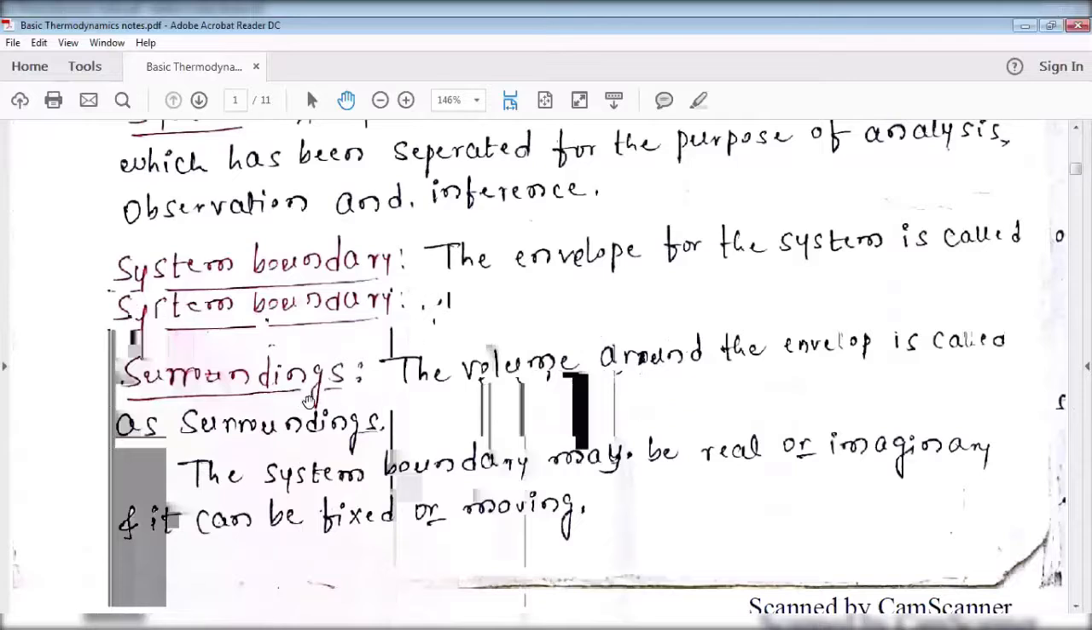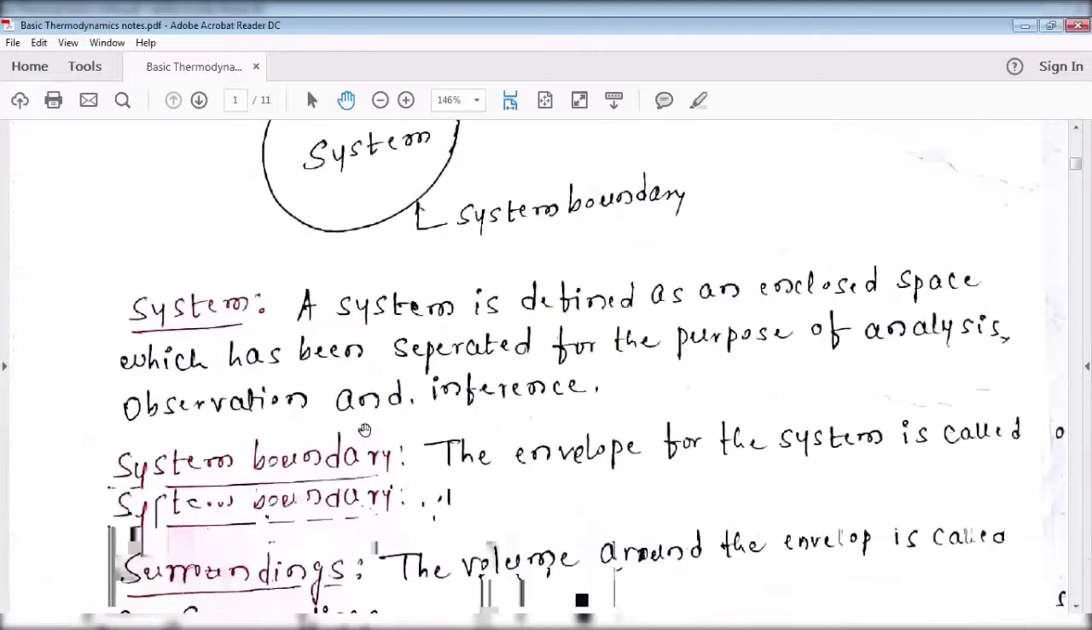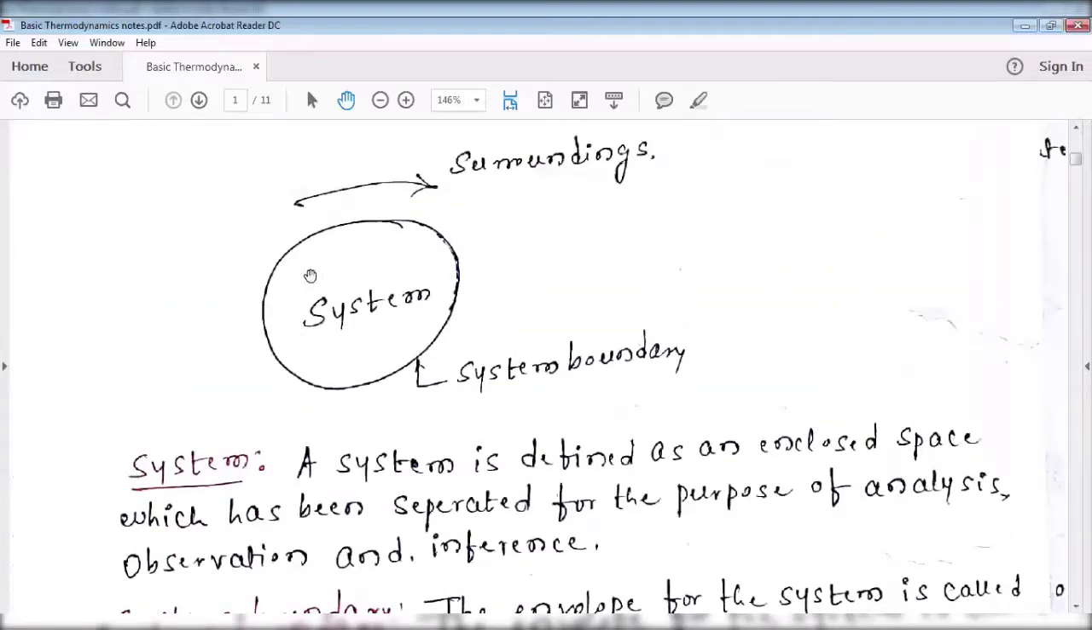Next is surroundings. This is very important. Go through the definition. The volume around the envelope is called surroundings. Go through the figure. This is the system. The system is covered by an envelope, that is called the system boundary. Whatever space is outside the system boundary, all that space is called surroundings, whatever it is.